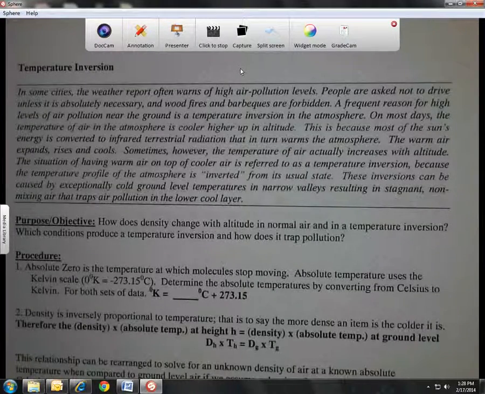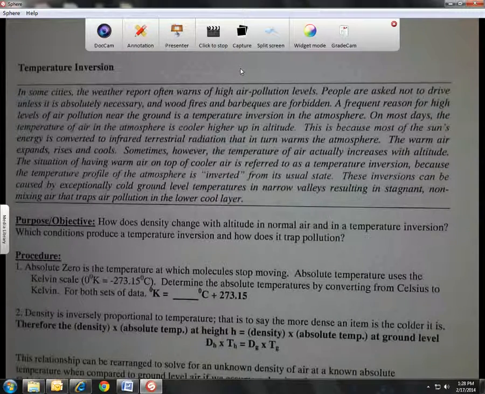The reason is that there are certain times when there are going to be high levels of air pollution near the ground, and when this occurs, we see a temperature inversion occurring in the atmosphere. Most days, the atmosphere is cooler the higher you move up in altitude. This is because most of the sun's energy is converted into infrared radiation as it strikes the surface of the earth and then radiates from the surface.